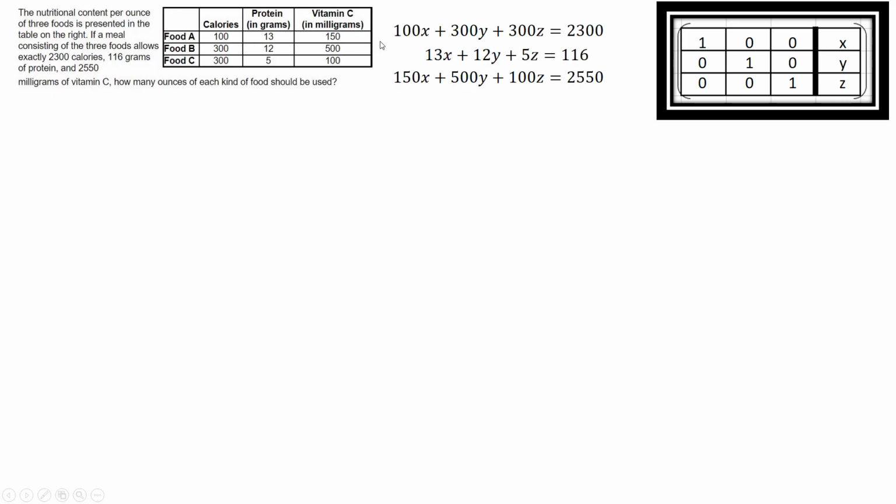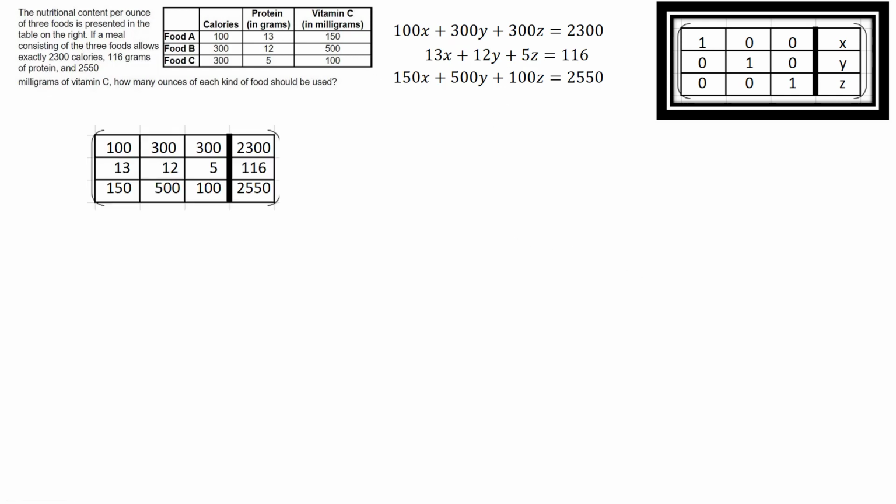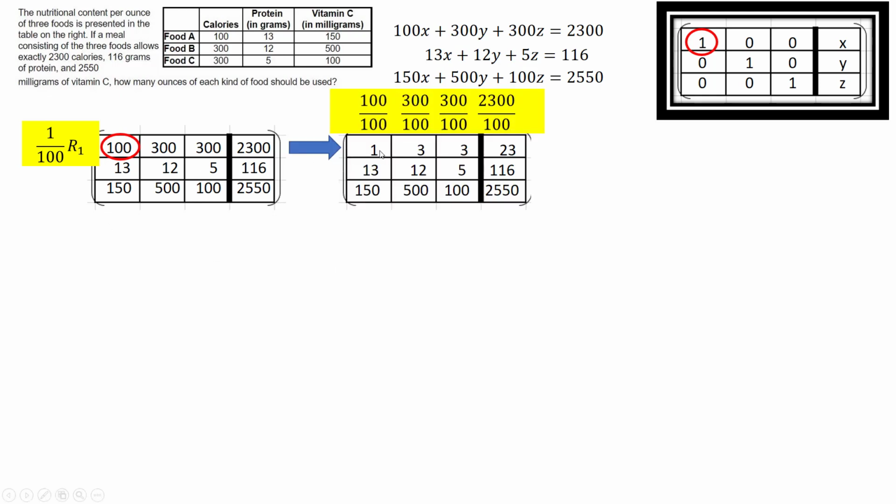So writing these out, I can see 100 of food A plus 300 times food B plus 300 times food C, and where do I get the 2,300? In the paragraph here. And so writing each one of these, now I can actually put these into a 3x3 matrix that I can solve. So here we go. First thing I want to do is turn this 100 into a 1. Well, that'd be pretty easy. I could divide every single term by 100. And doing so, 100 over 100, 1, 300 over 100, 3, 300 over 100, 3, 2300 over 100, 23.